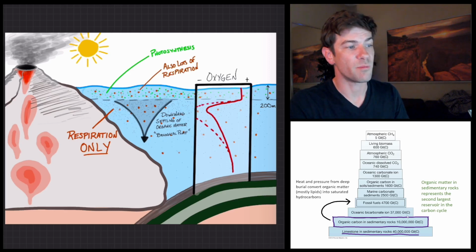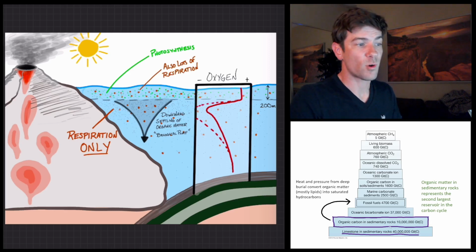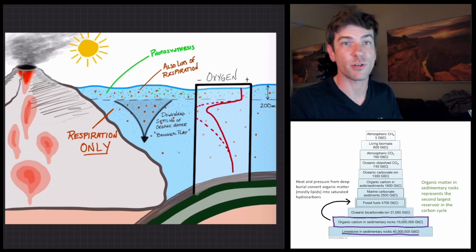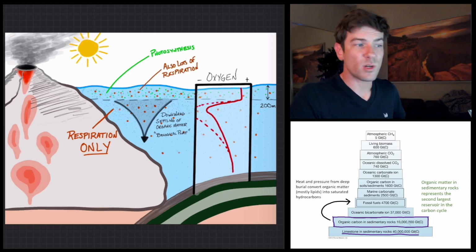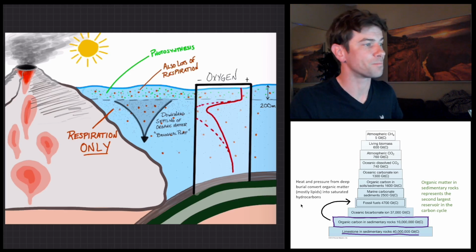And so we looked at these different carbon reservoirs that exist on the planet, and by far the two major reservoirs are carbonate rocks, about 40 million gigatons of carbon, and organic carbon in sedimentary rocks, about 10 million gigatons. So about 20% of the total sedimentary carbon reservoir is organic carbon, about 1/5.